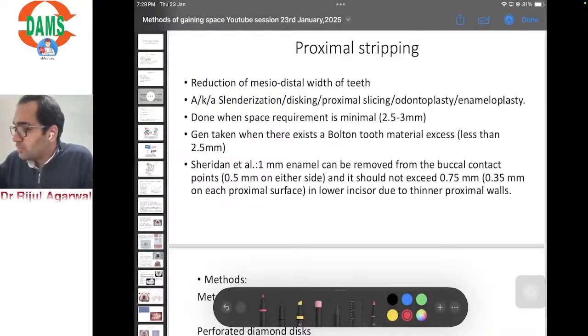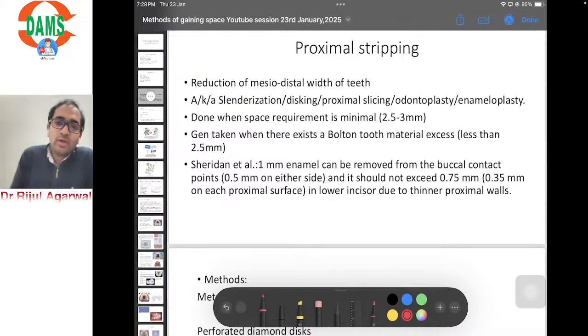Beginning with the first method, that is proximal stripping. So what is proximal stripping? It is basically the reduction of the mesiodistal width of the teeth. Other names for this are slenderization, disking, proximal slicing, odontoplasty or enameloplasty.